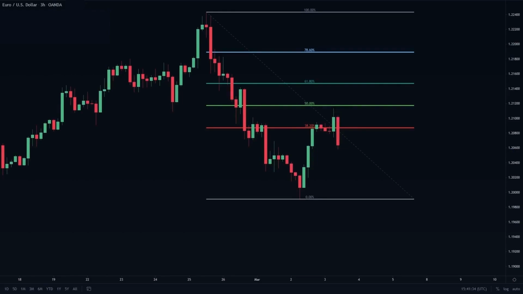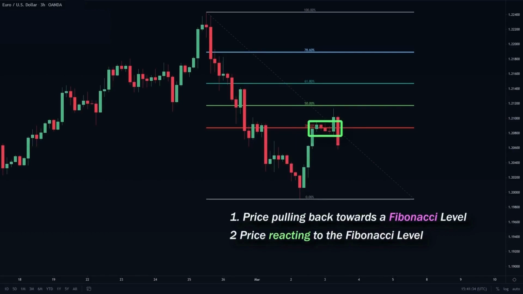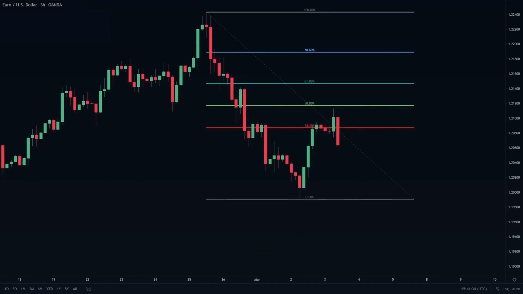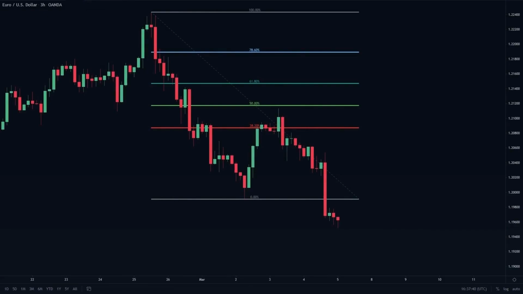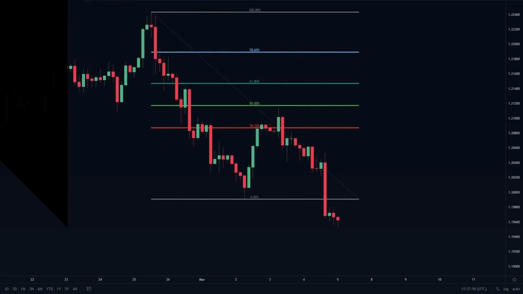So again, let's recap what we have currently. First, we have price pulling back towards the Fibonacci level. Second, we have price reacting to that Fibonacci level. And third, we spotted a bearish engulfing pattern indicating that there is some sort of downward momentum as price touches this area. So based on this, it is likely that the price will bounce off at this level. So this is a good opportunity to take a short position, and that's how you utilize Fibonacci retracements to find trade entries.